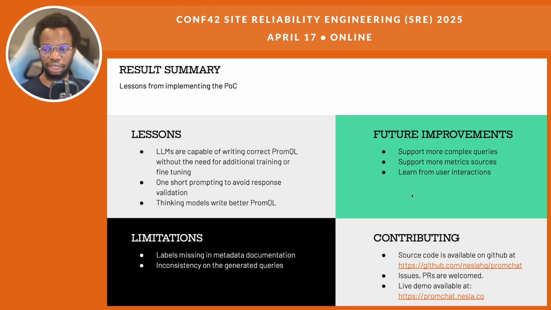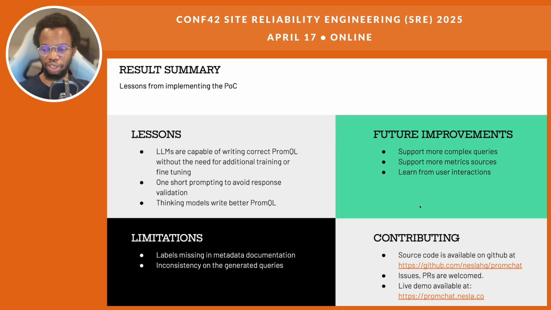Another way this can go is when queries are wrong, or the wrong metric was used and you correct it. All those kinds of interactions can be stored such that they are used as context the next time it's trying to answer questions. As such, the system gets better over time because it's learning from user interactions. So lastly, how can you contribute and join?